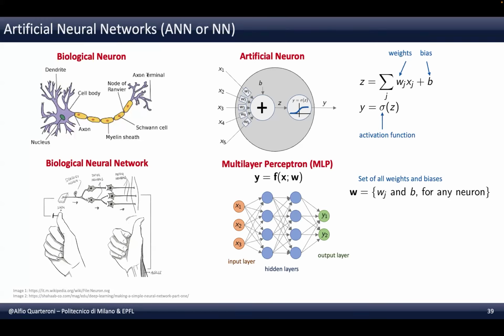So what is an artificial neural network? It is a mathematical approximation of this type of situation. You have input neurons, the yellow ones. You have output neurons, the green ones. And how many do you have? Well, it depends on the problem that you want to solve.